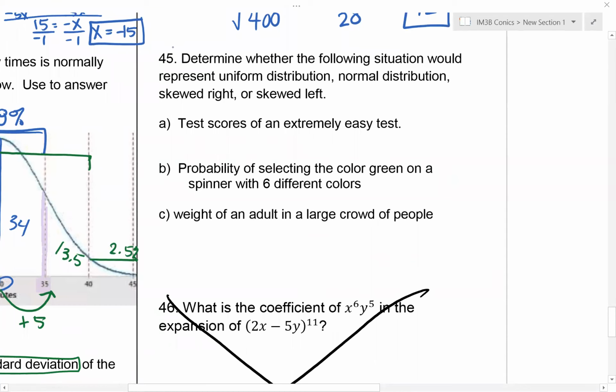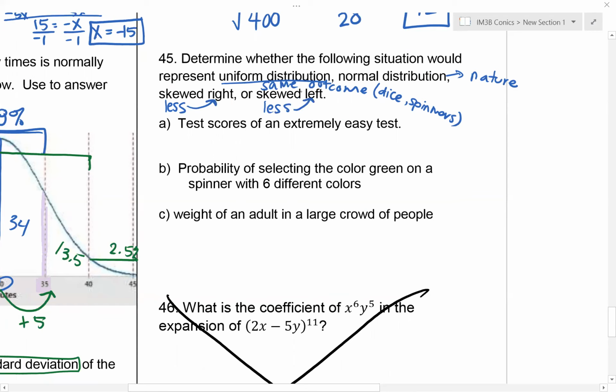So for these situations in number 45, we're determining whether they're uniform. Uniform is something where you have the same outcome for everything. This is usually like dice, spinners, that kind of thing, so some kind of probability situation. Normal distribution, remember, is something that usually comes from nature. Skewed right means that there are less on the right, and skewed left means that there are less data on the left.